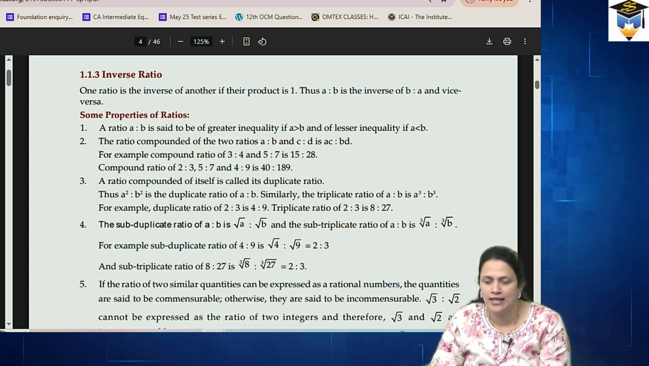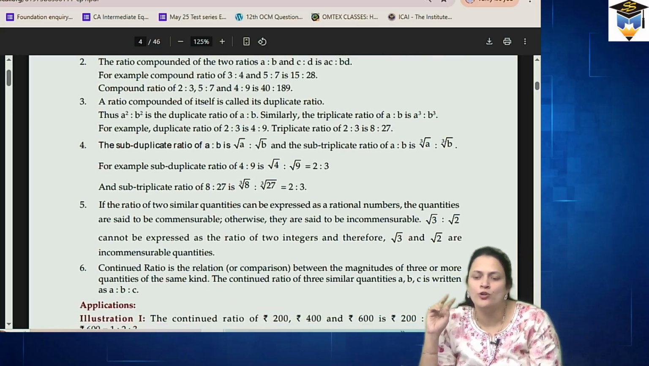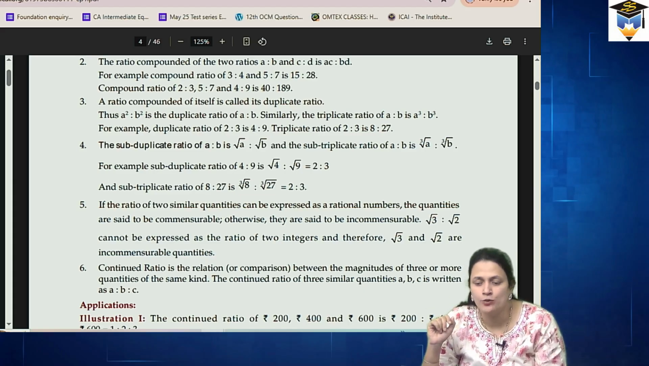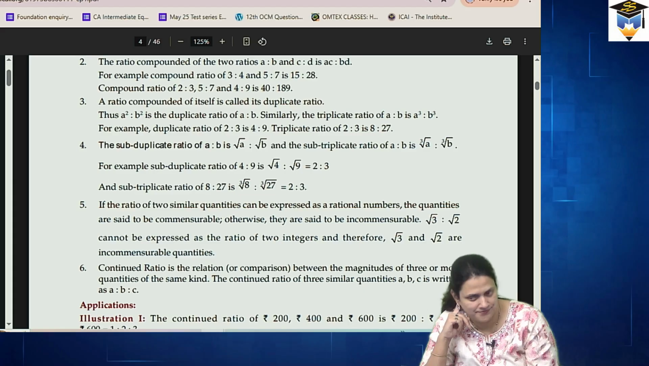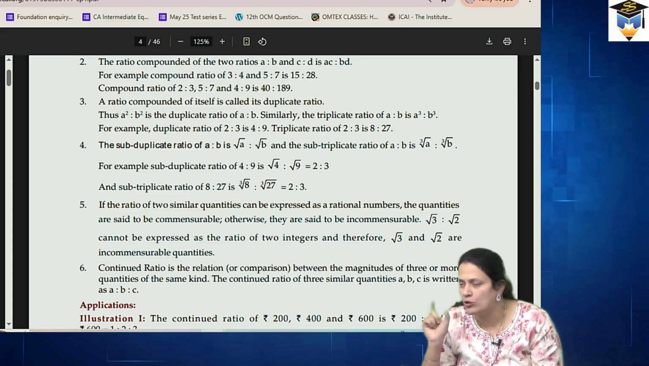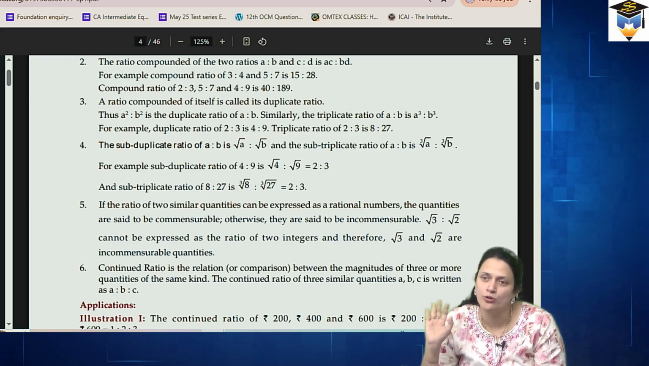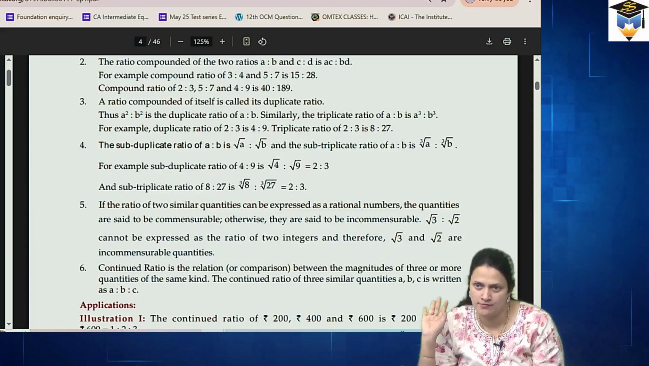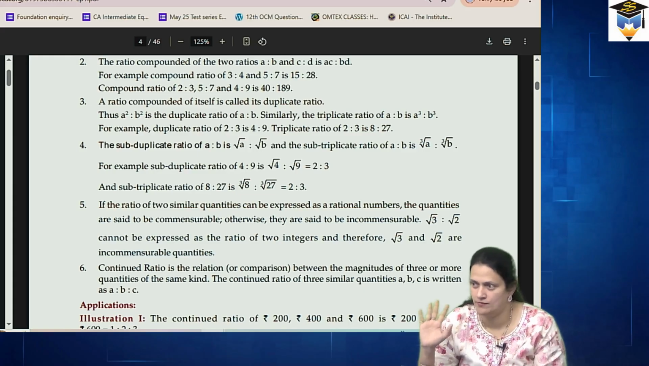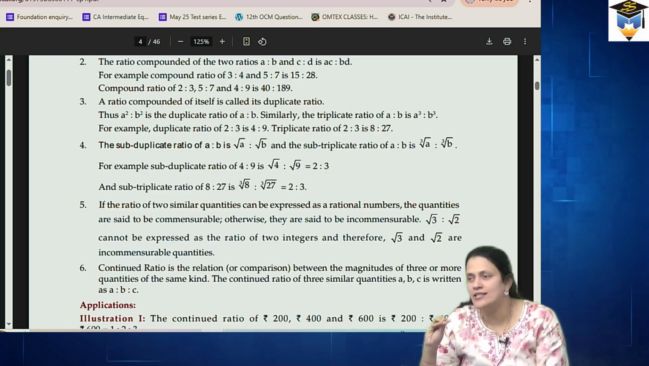Now the fifth property. If the ratio of two similar quantities can be expressed as a rational number, then the quantities are said to be commensurable. Otherwise, they are said to be incommensurable. Now tell me, root 3, root 2. Which type of numbers are root 3, root 2? Irrational numbers. What is an irrational number? The number that is not in the form of A is to B, where A and B are integers. So in that case it is called commensurable, otherwise incommensurable.